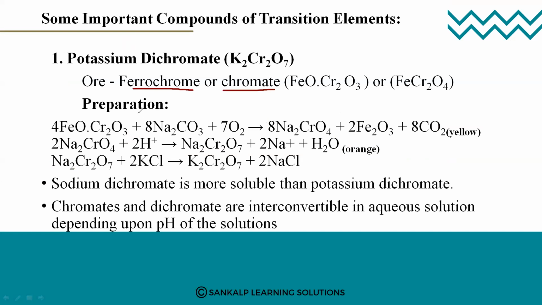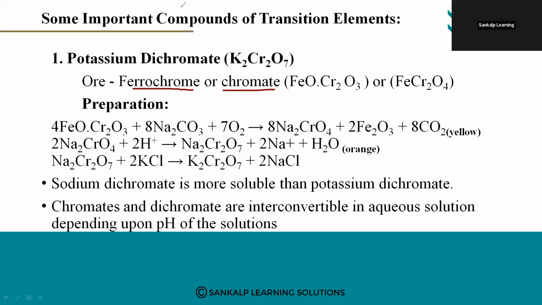Okay, what is the preparation? Your chromite or ferrochrome is treated with sodium carbonate in excess of oxygen to give you sodium chromate solution, and ferric oxide plus carbon dioxide. This solution will be yellow color. The sodium chromate solution obtained will be yellow in color.